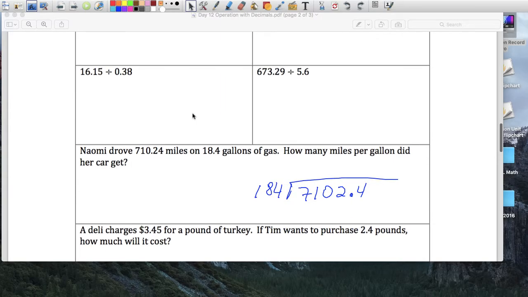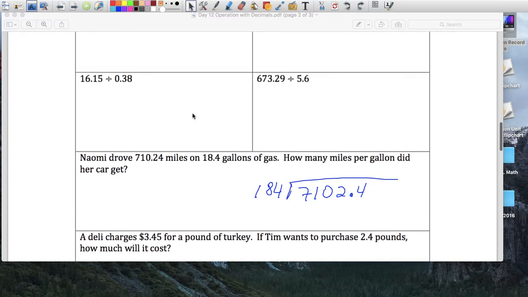Let's start dividing. 184 goes into 710 about 4 times. 5 is too much. Does 4 work? 4 won't work, so it's going to be 3. 3 times 4 is 12, 3 times 8 is 24, 25, carry 2 and 5, 552.